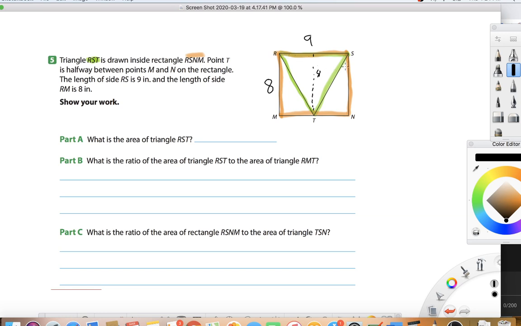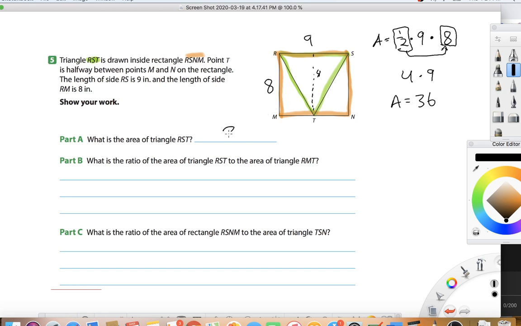So RST. The area of our RST would be 1/2 times the base times the height, which is 8. I don't want to do half of 9, so I'm going to do half of 8. Half of 8 is 4, and then we have 9 left over. 4 times 9 equals 36. That means the area of this triangle is 36.